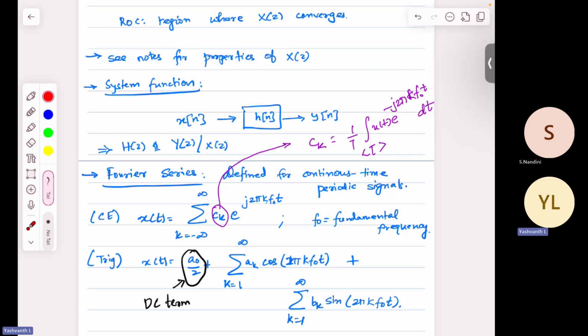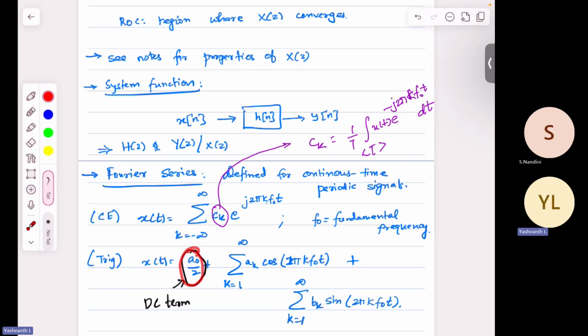You have another equivalent notion called the trigonometric Fourier series, where it says that any continuous time periodic signal can be represented as a summation of three terms. The first term is some constant independent of time, so it's basically like a DC term, which doesn't depend on any frequency. The frequency component is 0, so it is a naught by 2, plus, again an infinite summation of a_k cos 2 pi k f naught t, plus the third term, again an infinite summation, but with respect to b_k and sine 2 pi k f naught t. So basically what it says is that you can decompose a continuous time periodic signal into three components.